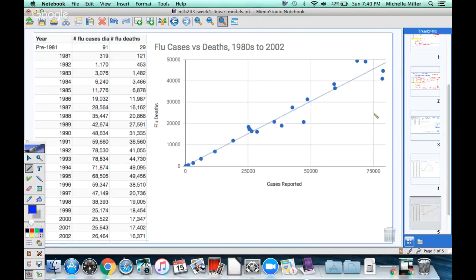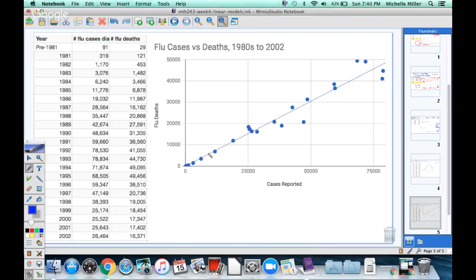And so when I make that as a scatter plot, I can put a line to it, and then I can use this to say, okay, if we're predicting 75,000 cases of the flu, then we're probably going to end up with 48,000 deaths that year. So again, it gives us a relationship between one variable and the other.